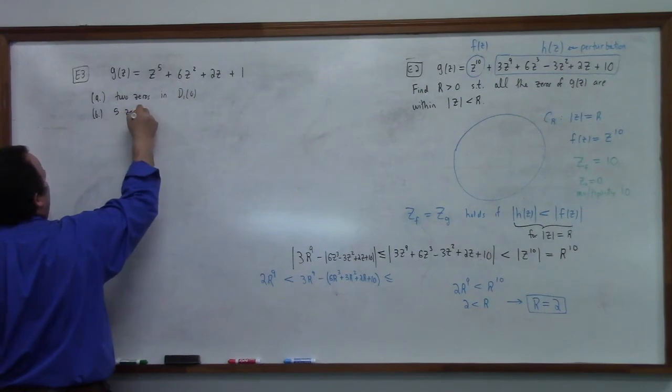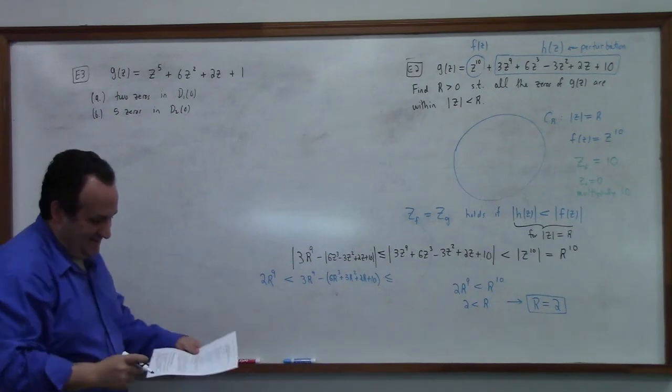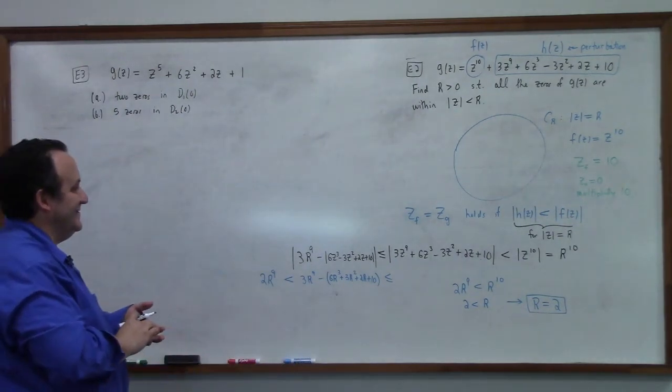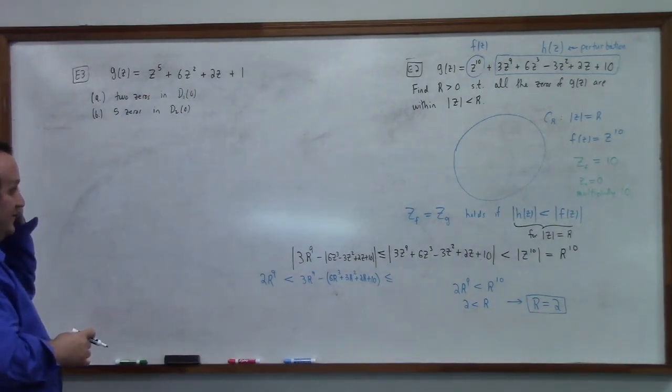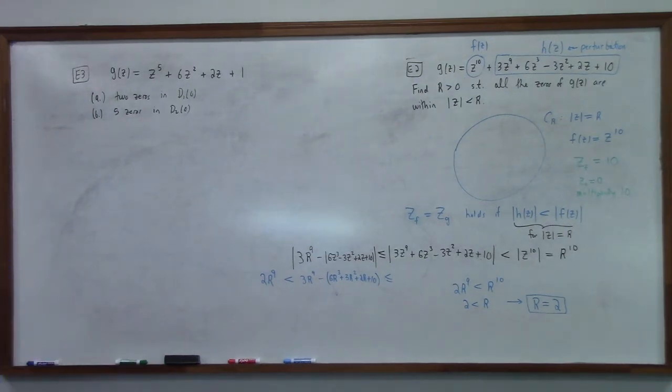Not correct. You'd have to choose a value bigger than 2. I set h of z equal to 2, and you get 1586, and then 2 to the 10th is 1024. And you need that to be smaller, and it's not smaller for that to hold.